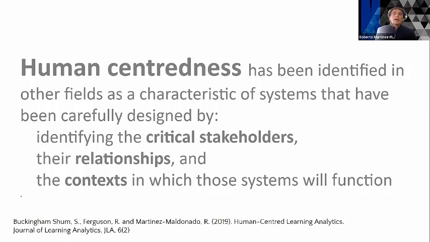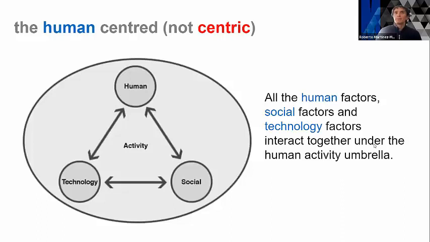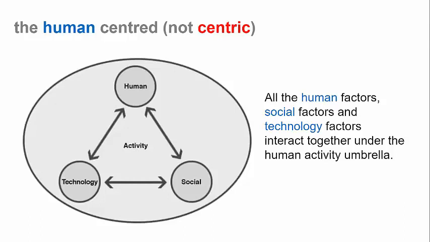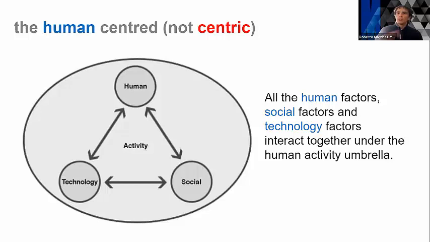which has been identified in other fields. It is about understanding who are critical stakeholders, the relationships, and the context. The term itself contains already lots of meaning. We are not talking about placing the human in the middle or in the center. It's about understanding the human factors, but also the social factors and the technology factors. It's different to human-centric, where the human is in the center and everything is around it. It's more about an ecological view of the system. And in this case, we're talking about the educational system.